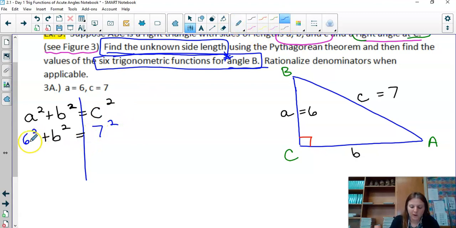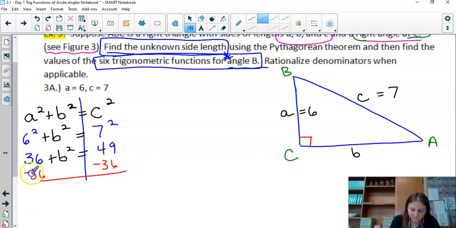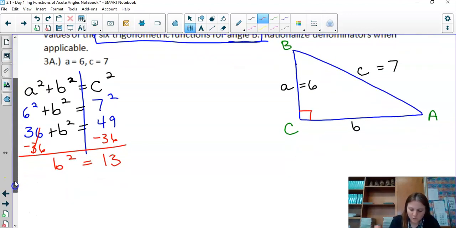And I'm going to go ahead and multiply. So 6 times 6, 7 times 7, I'm going to solve the equation for B. When you are doing the Pythagorean theorem, don't forget the last step is to take the square root.